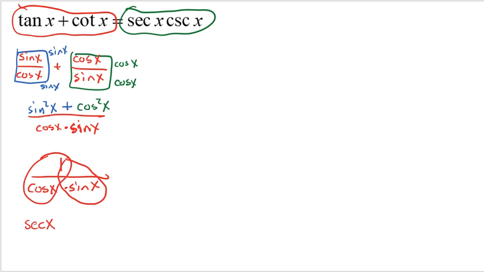1 divided by sine, using the reciprocal identities, is cosecant. And there you go. I have shown that the left-hand side is secant times cosecant, which is the right-hand side. So now that my left side officially is the same as my right side, I could stamp this with approved.